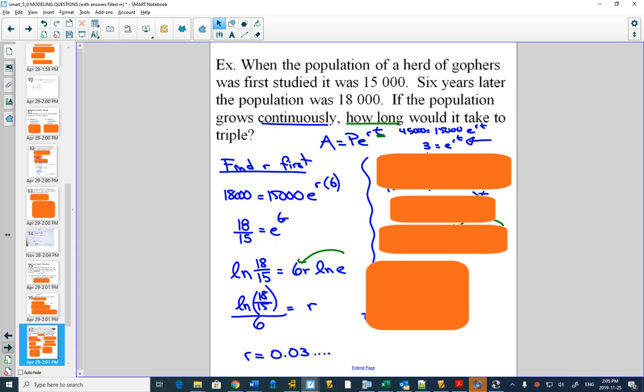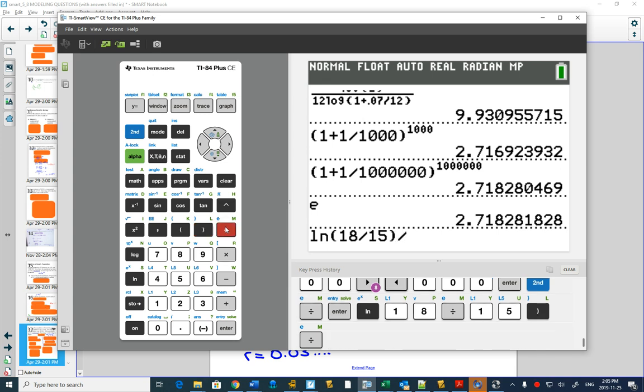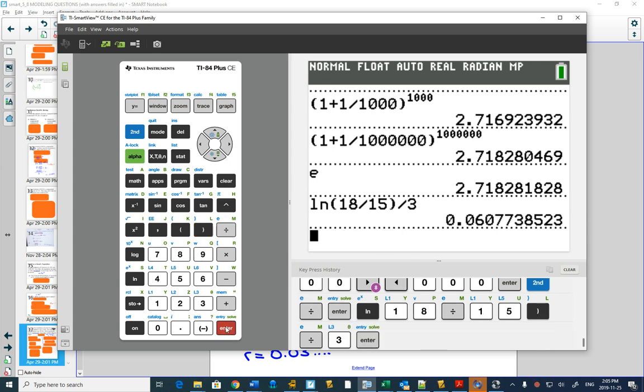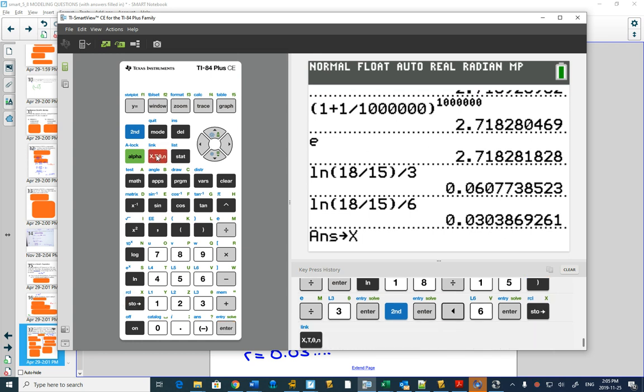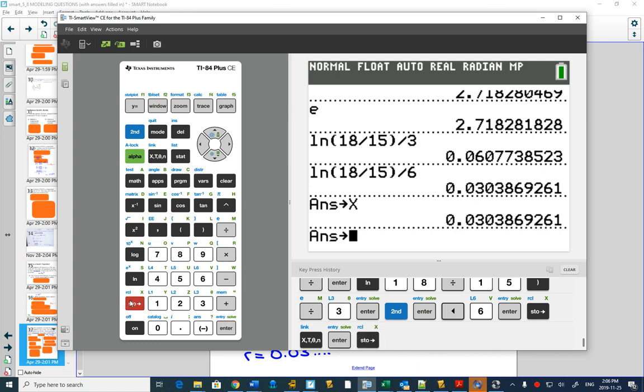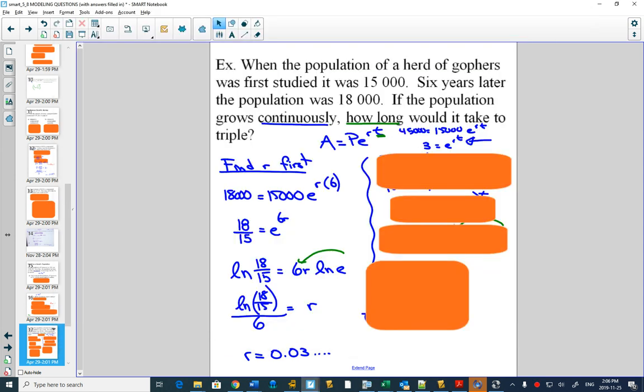And here, if I go to my calculator and I type it in, don't worry, I'll let you see it again. Natural log of 18 divided by 15, all divided by 3. Was it divided by 3? Divided by 6. All divided by 6. I get 0.03038. I might just store this into my memory as x right now. Or because it's the letter r, you can store it as a letter r, if you wanted to. Because now that we know r, we can go to this side and now find t.